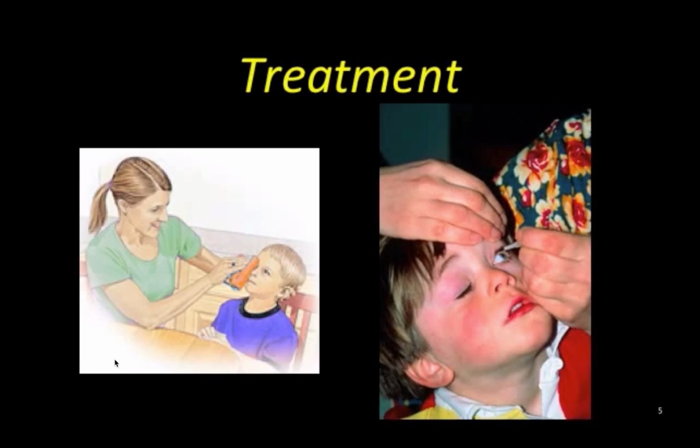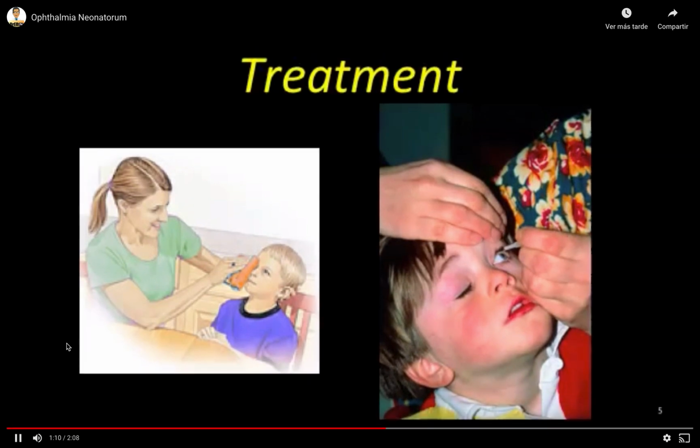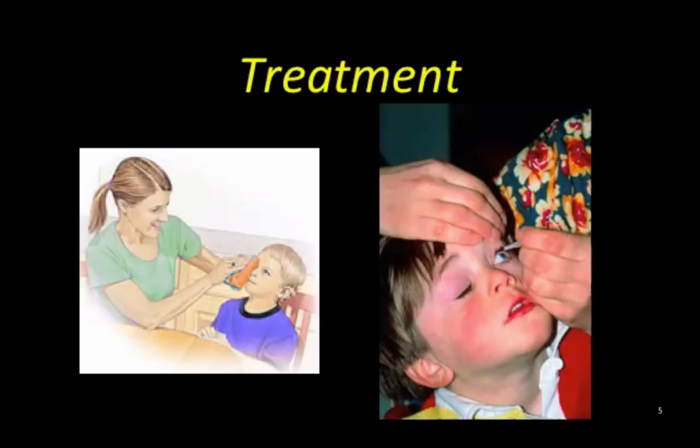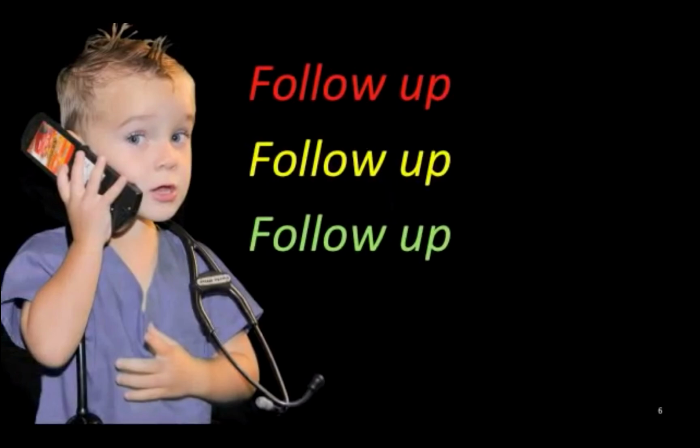The treatment of ophthalmia neonatorum includes warm compresses such as a warm wet washcloth, daily saline eye irrigation, and oral or intramuscular antibiotics. Medications are generally used for 7 to 14 days. Occasionally, a second course of antibiotics is needed. Follow-up is very important.